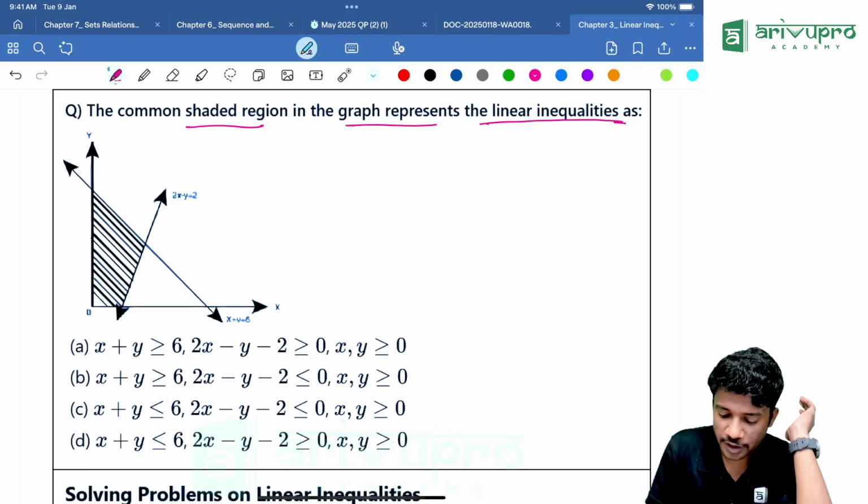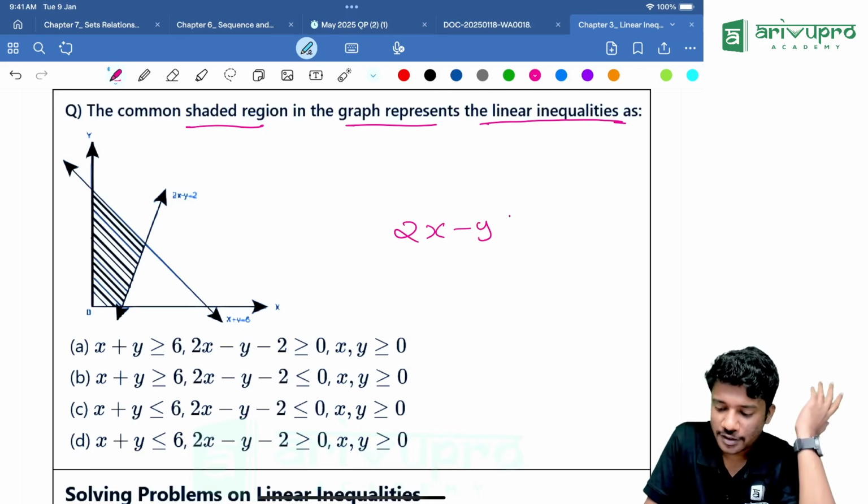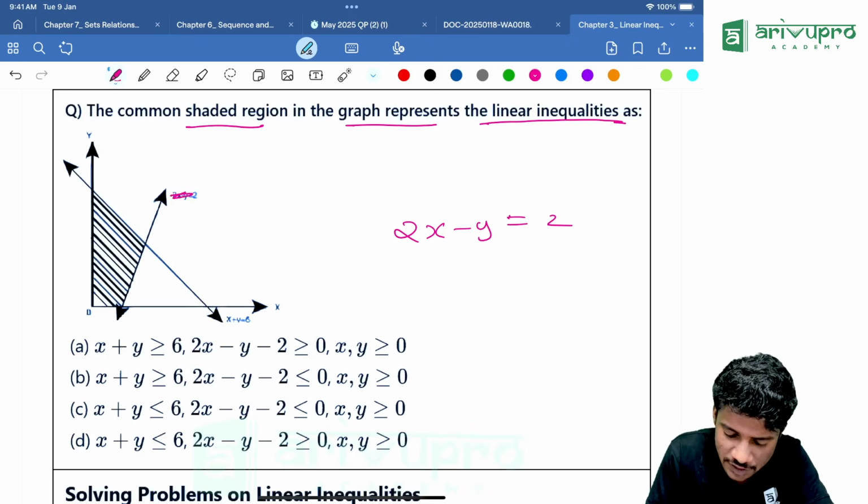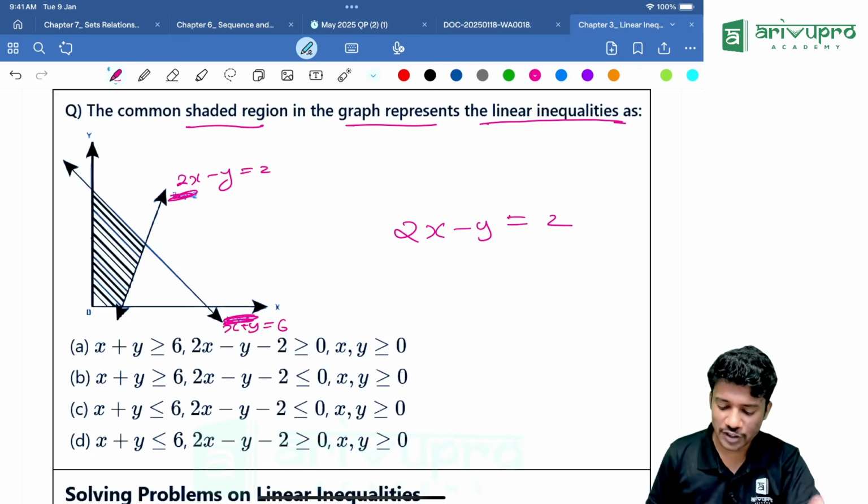Don't feel like, sir, minus 2 is over here. You can always rewrite it as 2x minus y equal to 2. Okay, that is always possible. Anyway, they have given the graph. This is what the 2x minus y is equal to 2 graph. Second one is what? X plus y equal to 6 graph. You need to check which all options are giving.